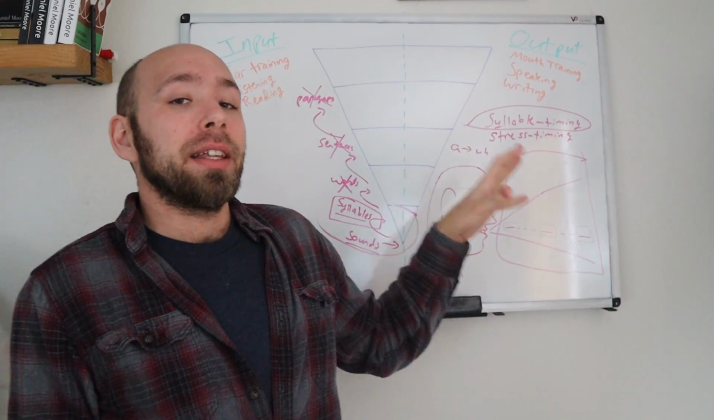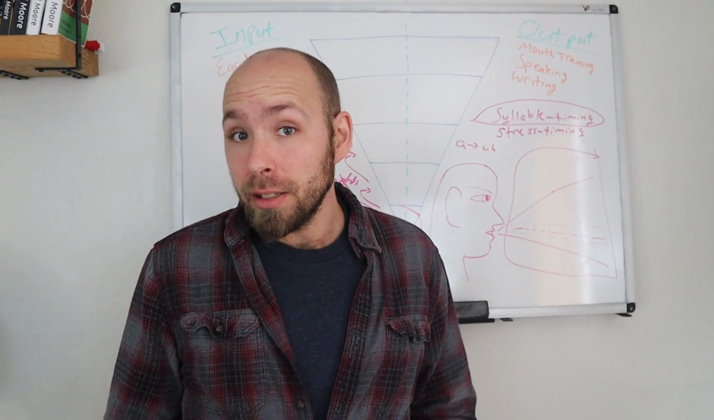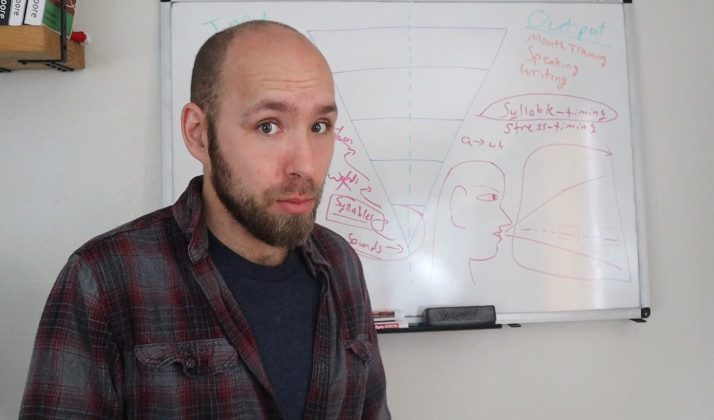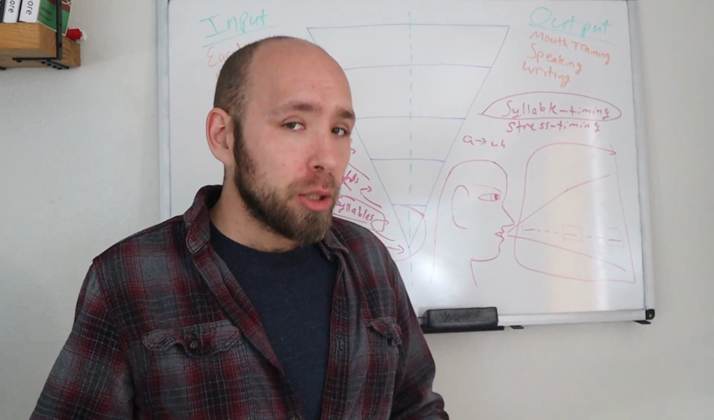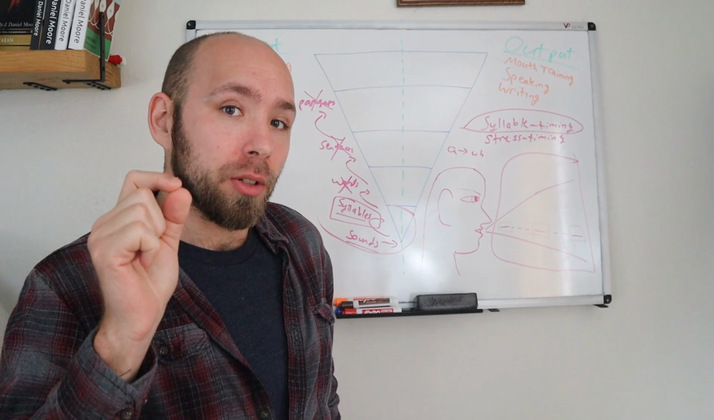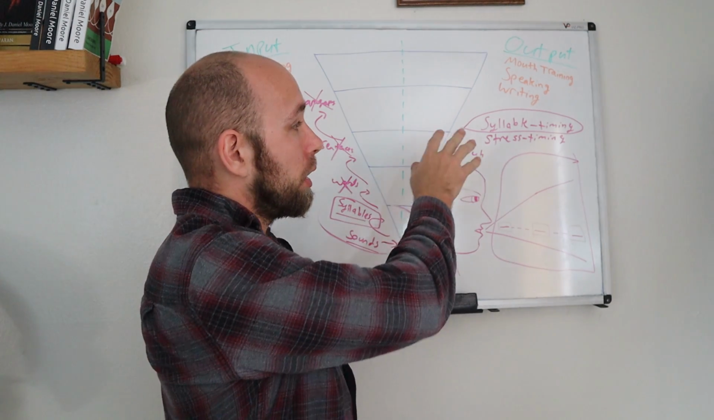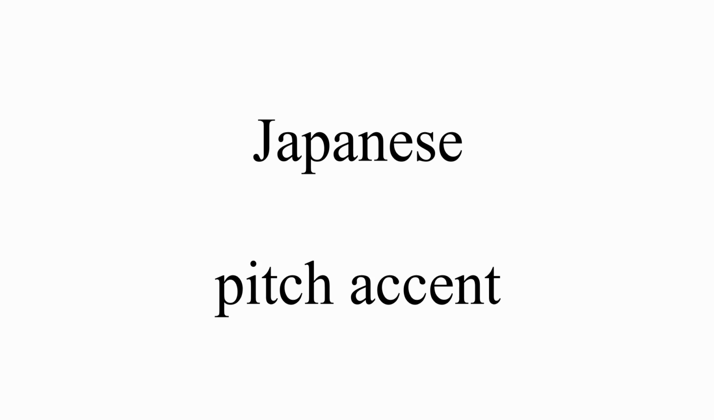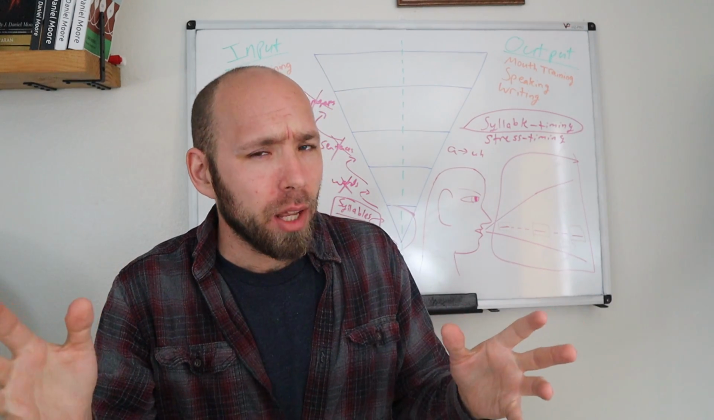If you speak a language like Japanese that is mora-timed, that's a little bit different. Japanese has one piece of the puzzle that I also want to talk about for English. Japanese uses what is called a pitch accent. Now, what is pitch anyway?